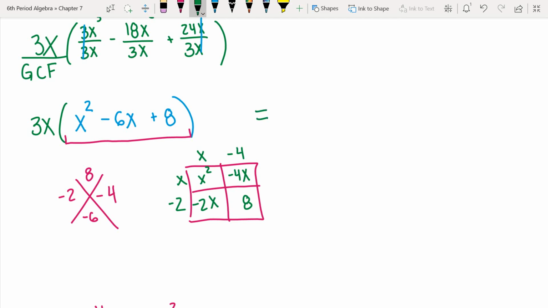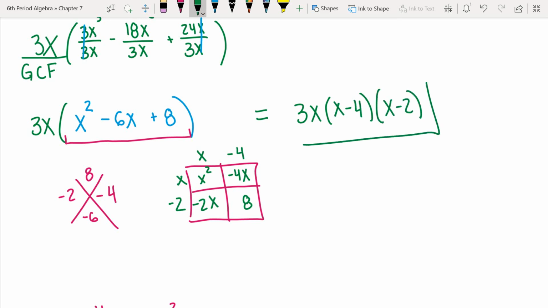But this GCF, this 3x that I kind of just ignored, it's still there. So there still is 3x in front of everything. I just now have broken this down into multiple sets of parentheses. So I have an x minus 4 and an x minus 2. This right here is what it means to factor completely. I factored out the GCF if I could, and then I broke my polynomial down even further to just be its original factors. I can't do anything else. So I stop. This is my answer. It is a big old product.